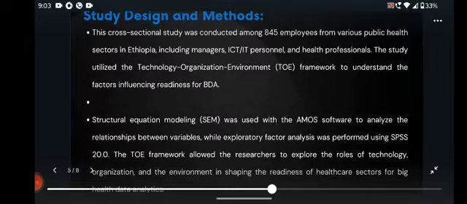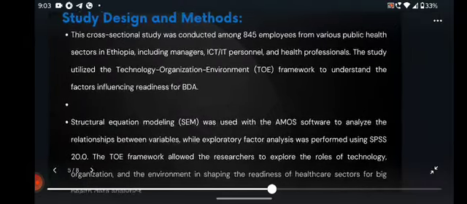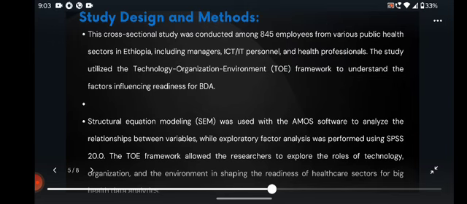Related to the study design and methods, this cross-sectional study was conducted among 845 employees from various public health sectors in Ethiopia, including managers, ICT or IT personnel, and health professionals. The study utilized the technology organization environment, that is the TOE framework, to understand the factors influencing readiness for BDA. Structural equation modeling (SEM) was used with the AMOS software to analyze the relationships between variables, while exploratory factor analysis was performed using SPSS 20.0.